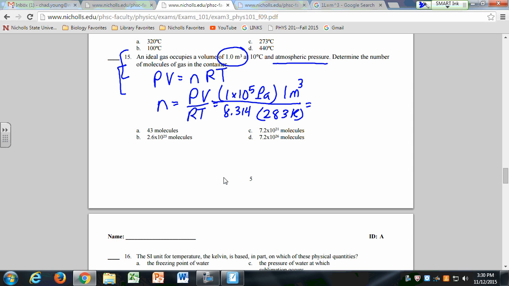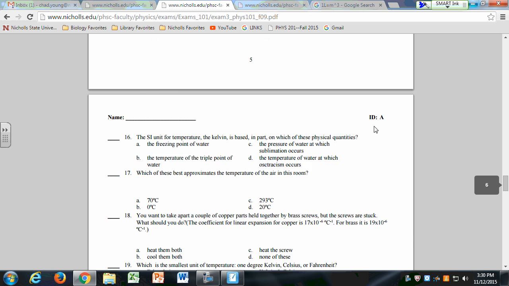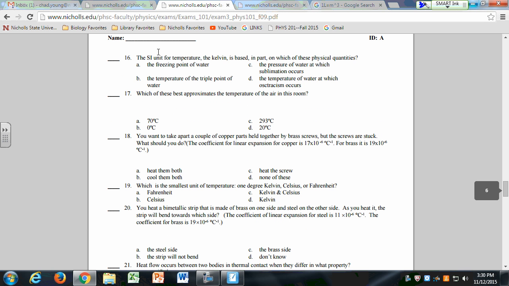And then once you do that, you get the number of moles of gas that it is. Okay? Nothing more complicated than that. That's really it for the ideal gas law. Y'all can do that, okay? Just watch your units. That's where students are going to mess up, is the units. Let's see, the SI unit for temperature. Oh, we did this one. We did this one too.